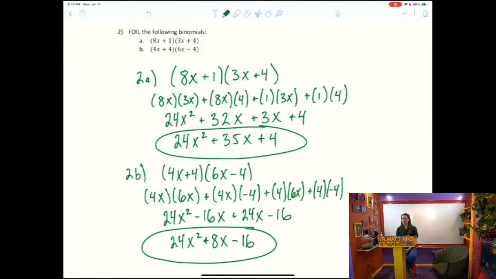Outer times outer is going to be 4x times negative 4. Inner times inner is going to be 4 times 6x. And last times last is going to be 4 times negative 4.